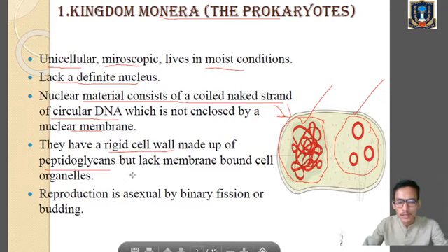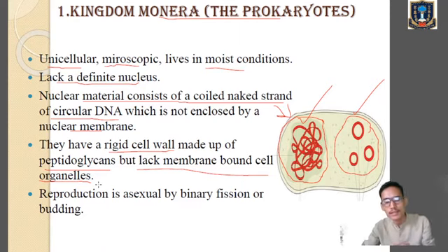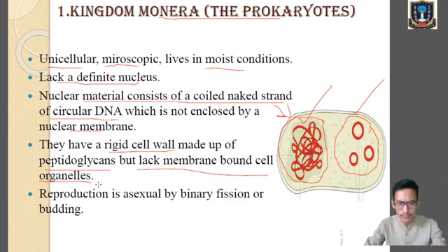This helps in the formation of the bacterial cell wall. Monerans also lack membrane-bound cell organelles. What are the membrane-bound cell organelles? They are mainly the Golgi body, ribosomes, mitochondria, and endoplasmic reticulum. These membrane-bound cell organelles are absent in Monerans.